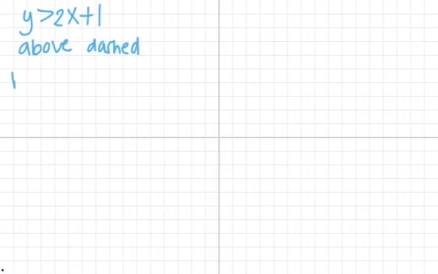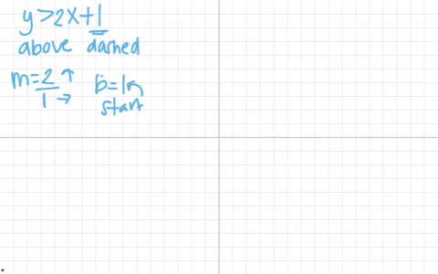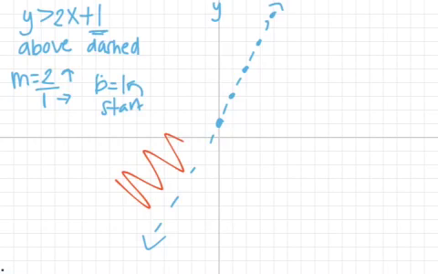So to graph the line, slope is the number in front of x. Turn it into a fraction. So we're going to go up 2 to the right 1 for our slope. b is my y-intercept. That's where I start. So I start at 1 on the y-axis, that's your vertical axis. And then from there I'm going to go up 2 to the right 1, up 2 to the right 1. Draw my dashed line and shade above that line.